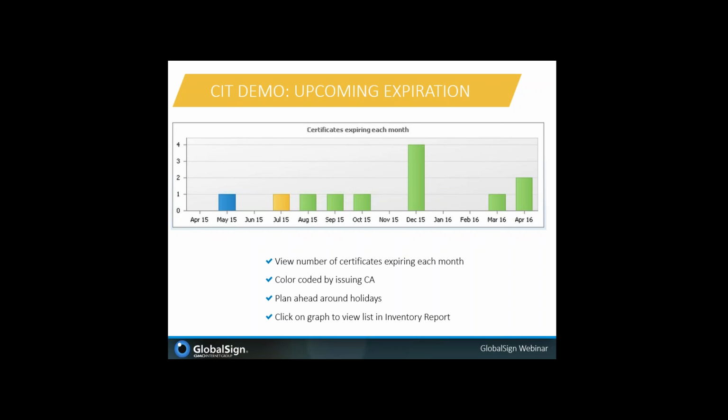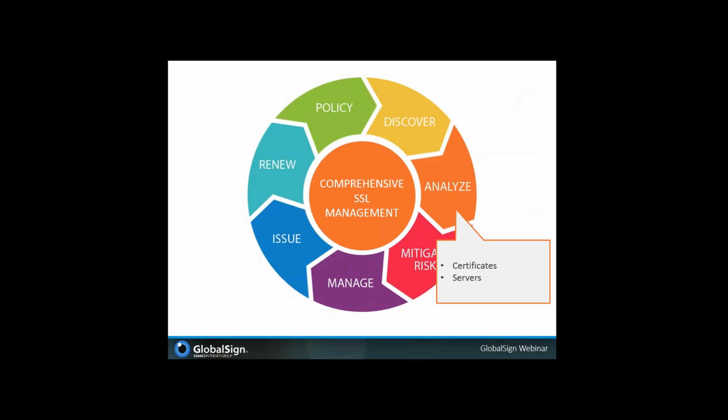And if you click on the graph, the inventory, as you saw on the previous page, will be filtered based on the expirations. So if you clicked on the December 15 tab here, you would see 4 certificates in your inventory, and you could identify which ones those were and plan ahead for having them renewed.